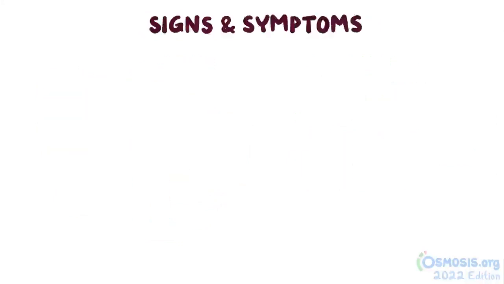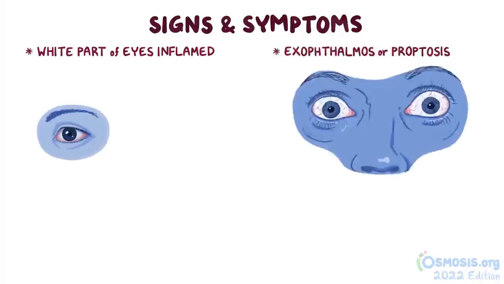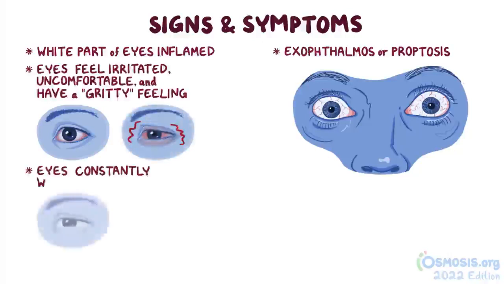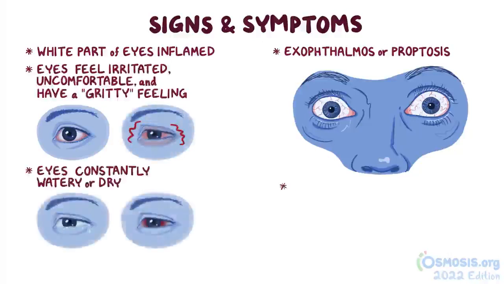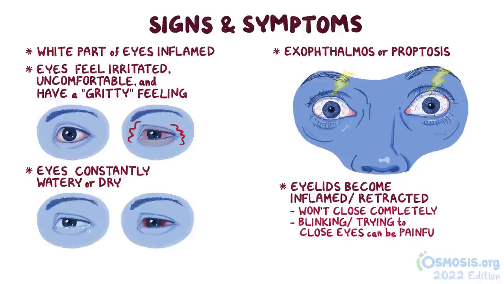Signs and symptoms can vary between individuals, but commonly, the white parts of the eyes are inflamed. A particularly noticeable change is the eyes appear to be bulging out of the eye socket, called exophthalmos, or proptosis, which makes a person appear as if they are always staring. Additionally, the eyes can feel irritated, uncomfortable, and have a gritty feeling. They may also be constantly watery, or be dry. The eyelids can become inflamed and retracted, so they won't close completely, and blinking or trying to close the eyes can be painful.